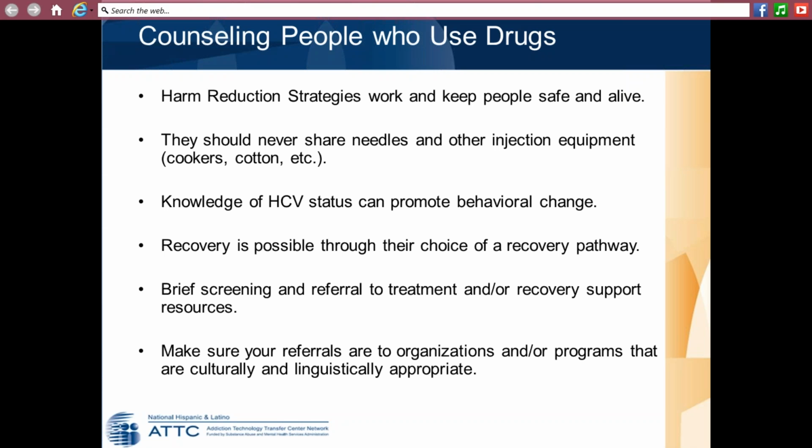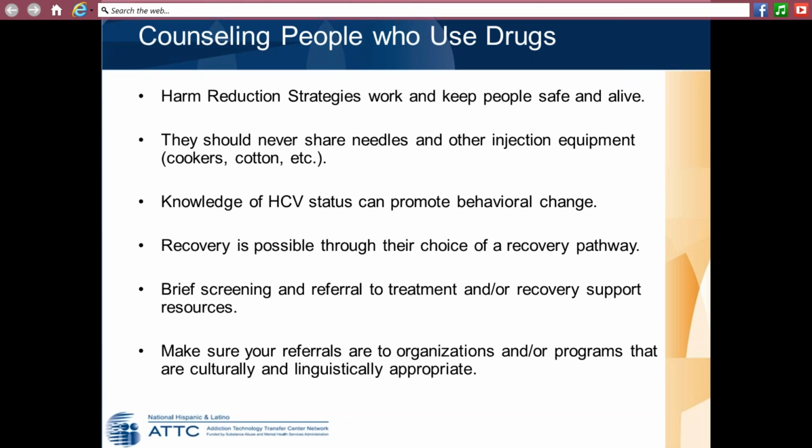Brief screening and referral to treatment and other recovery support services. So think about that as you're working with people, even if you think that these folks might be showing up and testing positive for HCV, and you might not think that they have an issue with drugs and alcohol, doing a brief screening can go a long way. And then referring people to the appropriate place for treatment is extremely important.